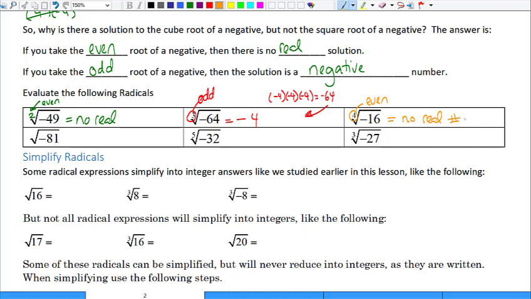Okay, the next one is the square root again. So it looks like it's even again. Well, can we take the even root of a negative? Nope, so it's not real.